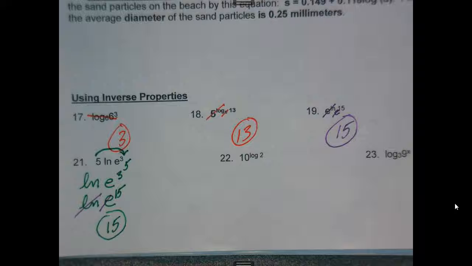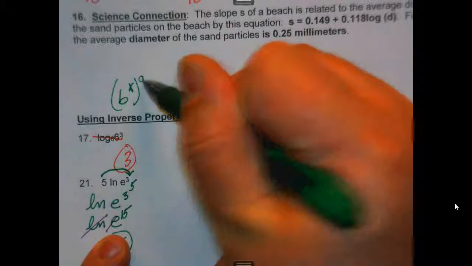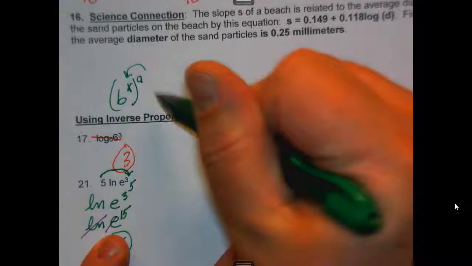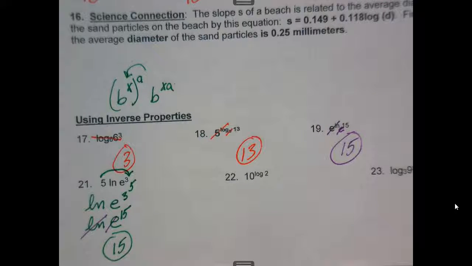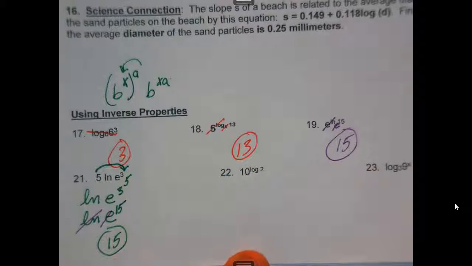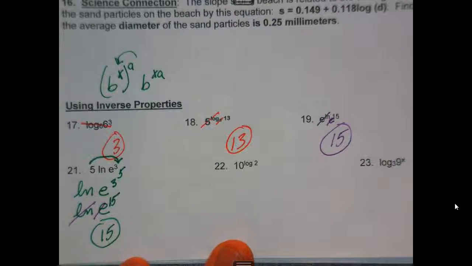But the power raised to a power. A power raised to a power. If I have b to the x and I raise it to the a, I multiply the exponents, so I get b to the xa. Come on, guys, you know this stuff. This is like 7th grade. Doesn't matter.